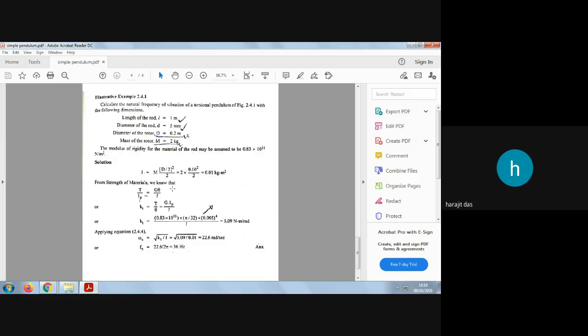Now I will take one example. A very simple example. Calculate the natural frequency of vibration of a torsional pendulum with the following dimensions. The dimensions are given. For the pendulum, L equals 1 meter. This is the length of the string plus the radius of the bob, up to the CG. So this is the length of the pendulum. The diameter of the rod is given. Rod means it may be a shaft.